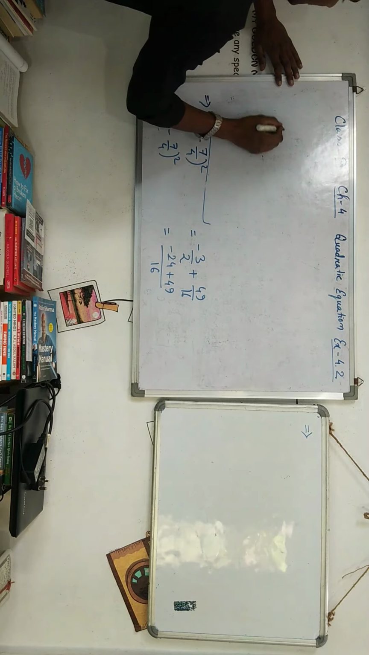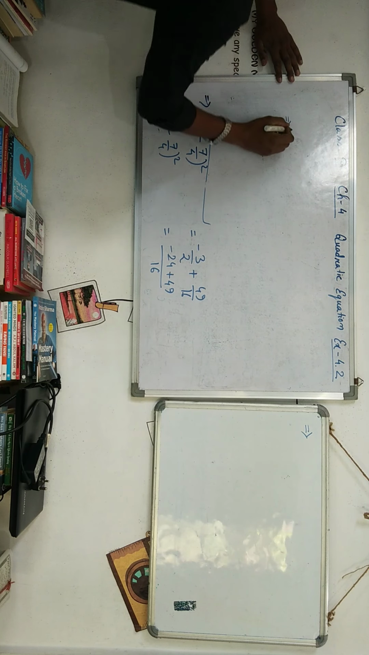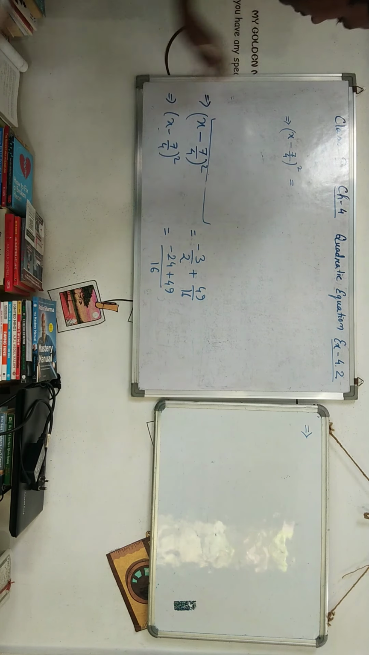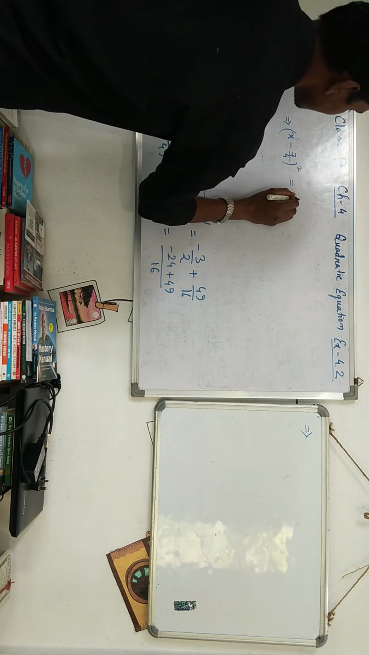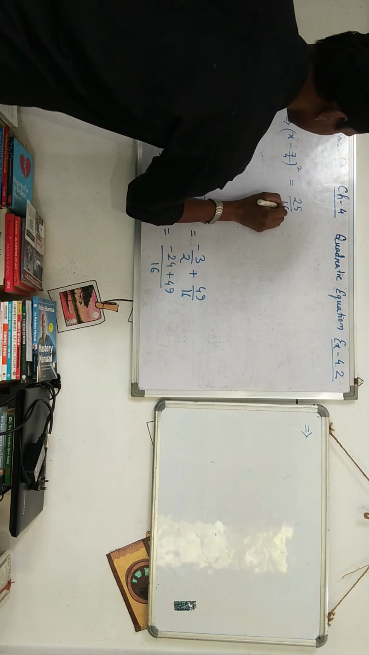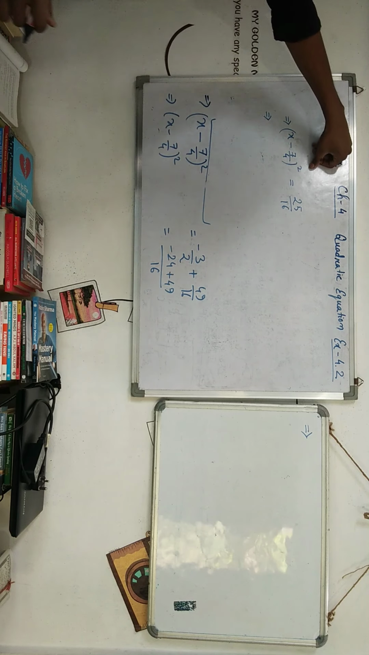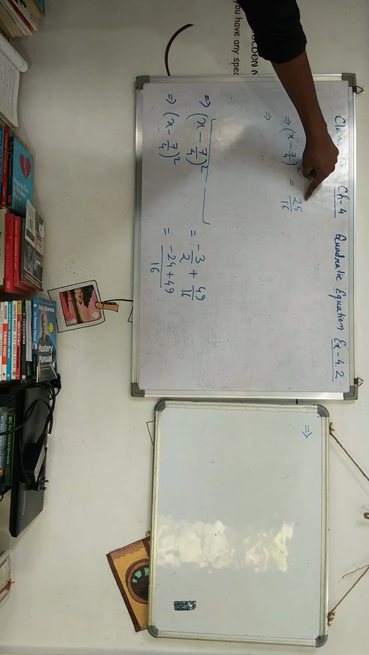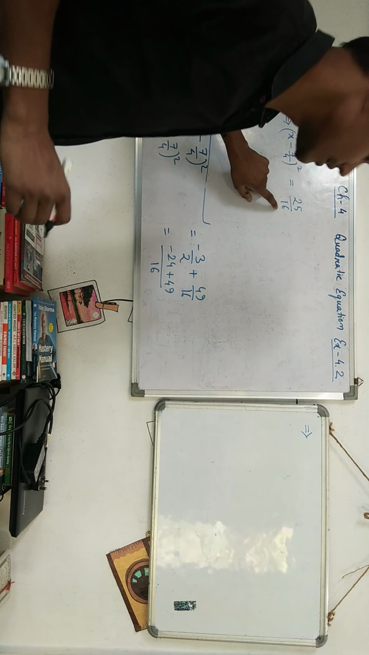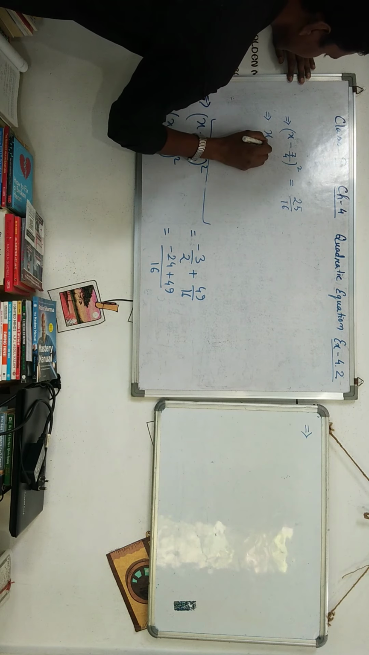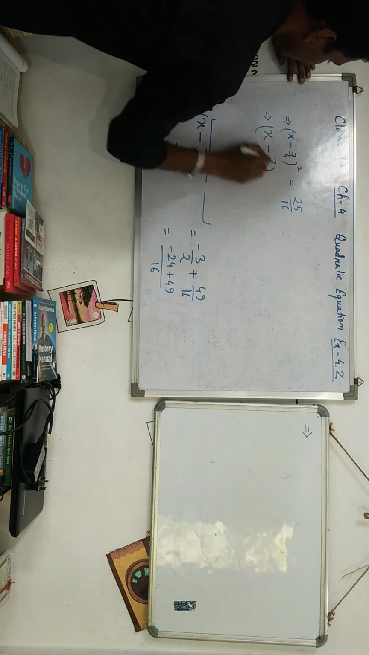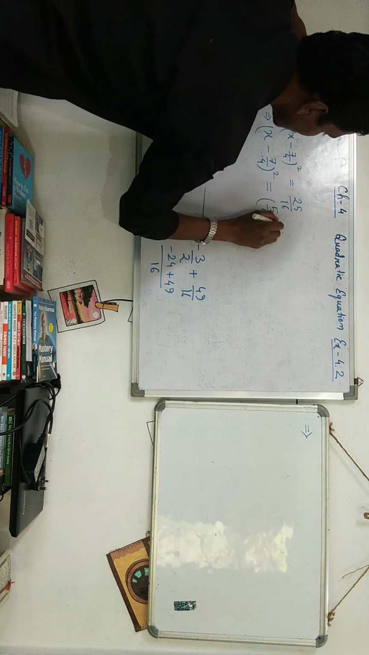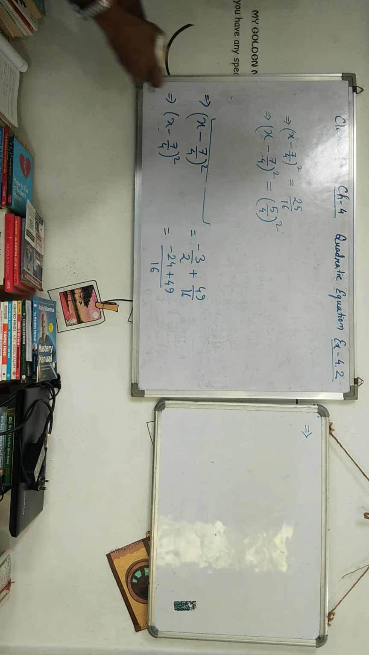This implies (x minus 7 by 4) whole square is equal to minus 24 plus 49, which means 25 by 16. Since here you can see it is a square, I can make this also a perfect square. 25 is a perfect square of 5 and 16 is also a perfect square, of 4. So I can write (x minus 7 by 4) whole square is equal to (5 by 4) whole square.